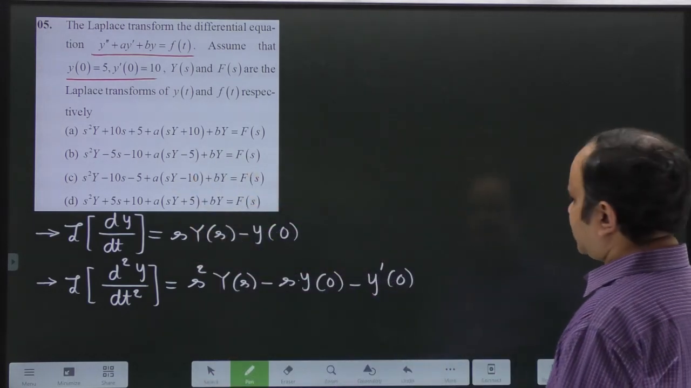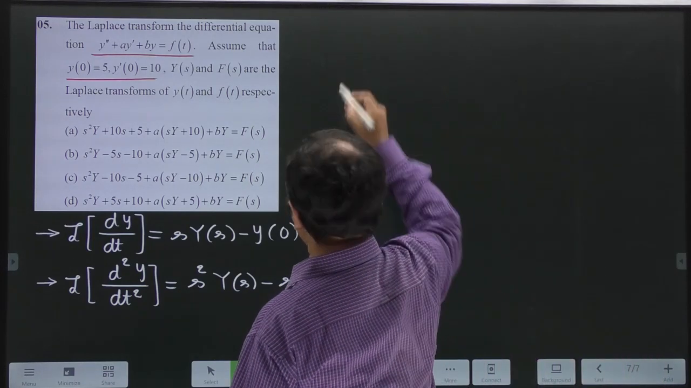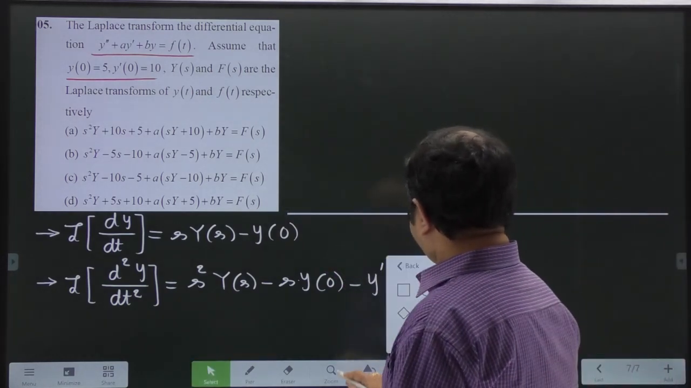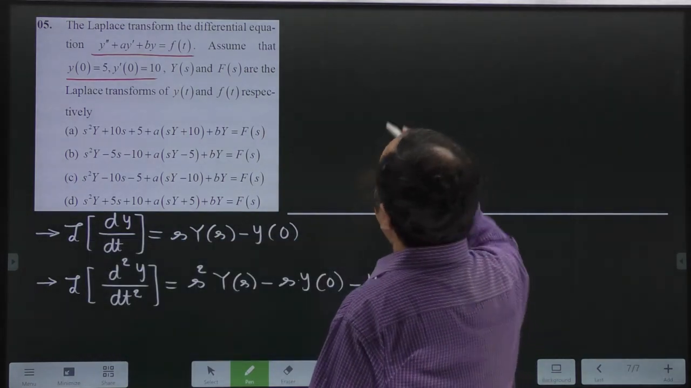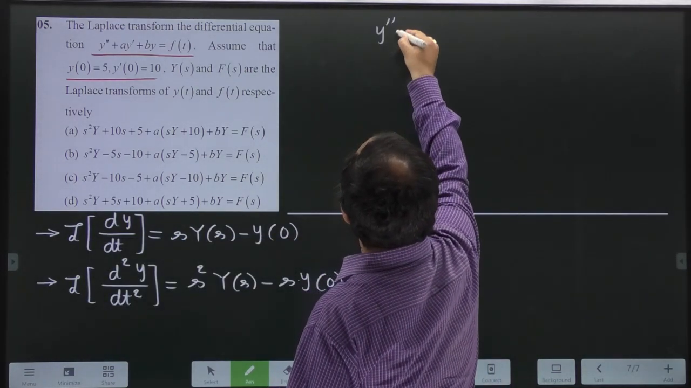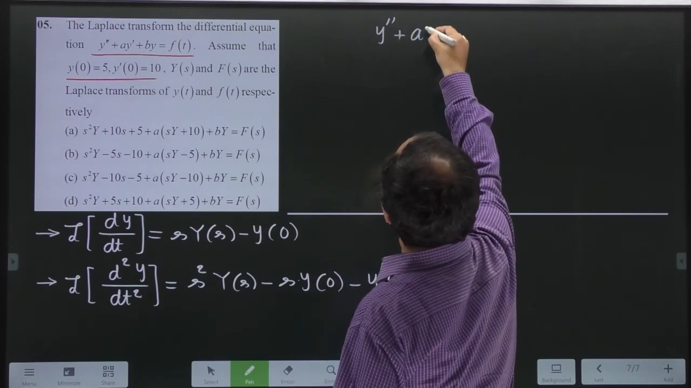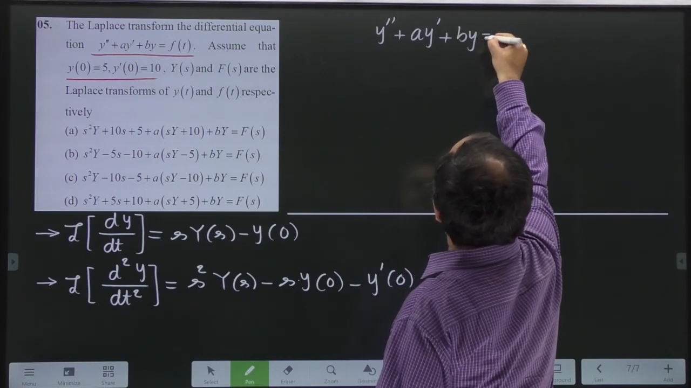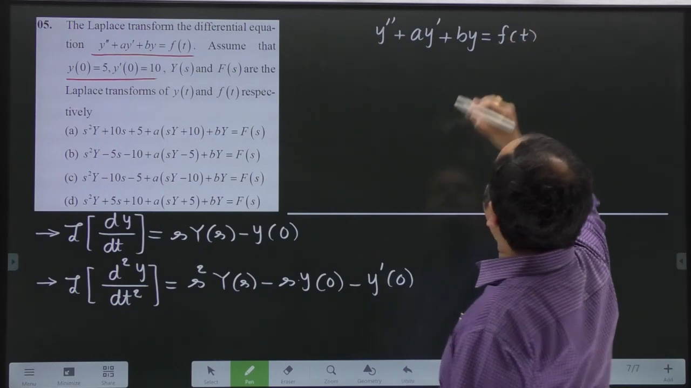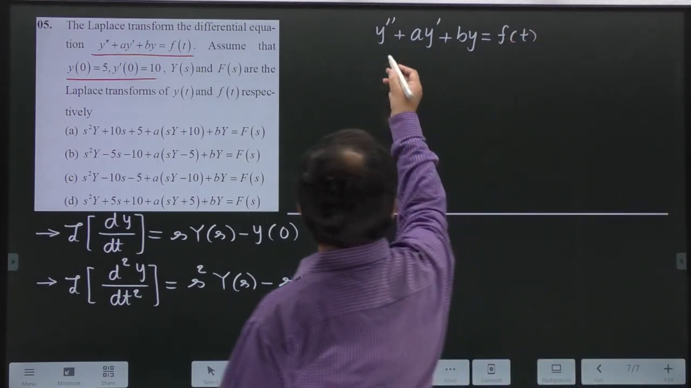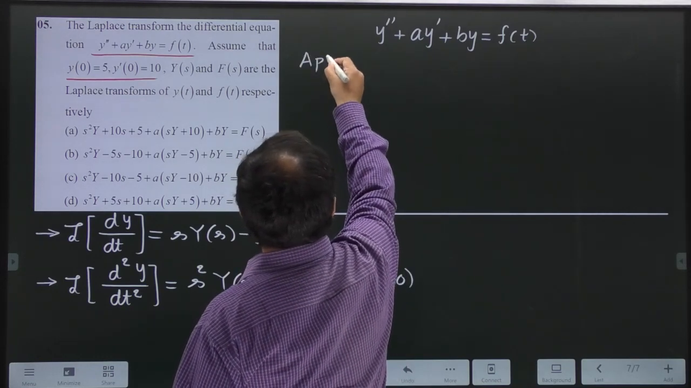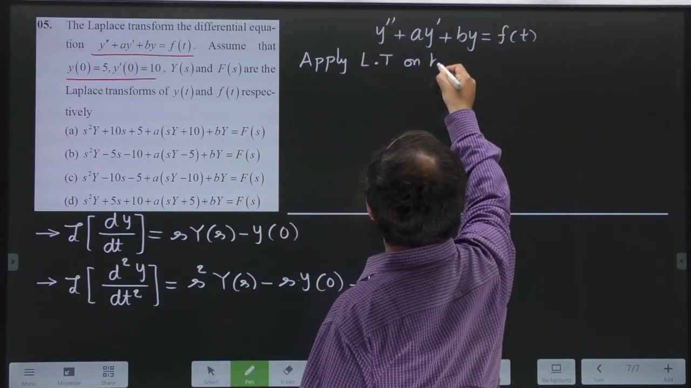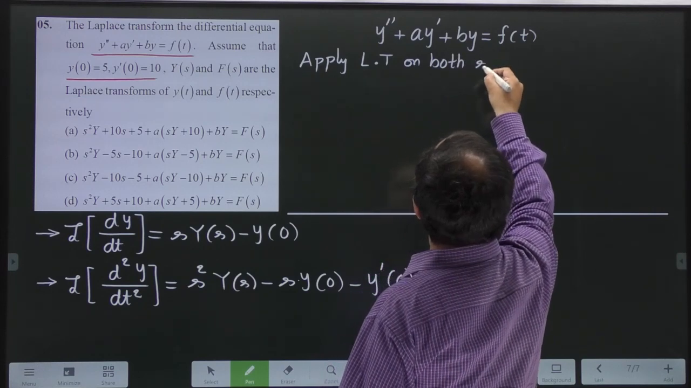Okay, now let me quickly write down this one. Say here, y double dash plus a into y dash plus b into y is equal to f of t. Now apply the Laplace transform on both sides.